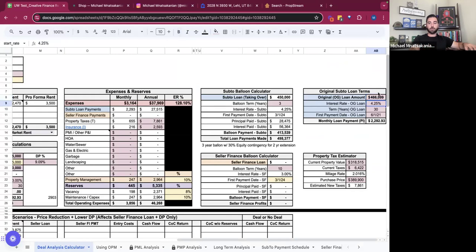466,099. So the original loan was 466,099. You're saying the interest rate is 4.25%. A 30-year term is very common, especially for homestead buyers. Most people are buying their properties on a 30-year term. And you need to know the first payment date.